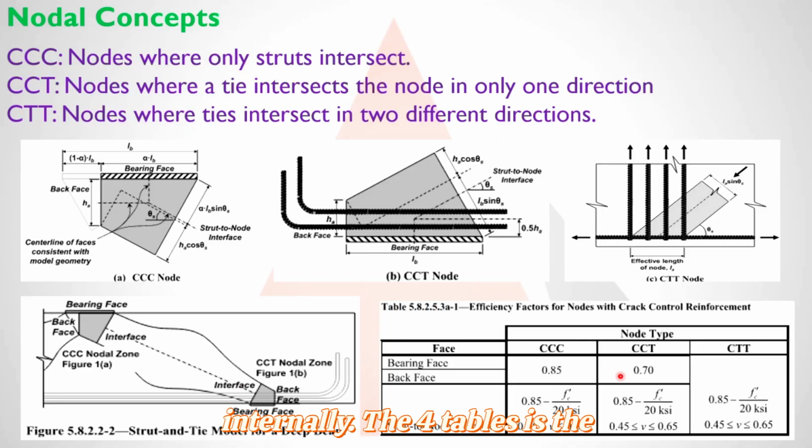The fourth table shows us the efficiency factors for nodes with crack control reinforcement. We will learn about crack control reinforcement as well. These are those factors which I was showing, like 0.85, 0.7, and so on. As per these values, we will do the calculations while doing the nodal checking.